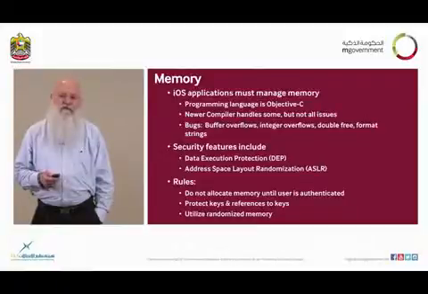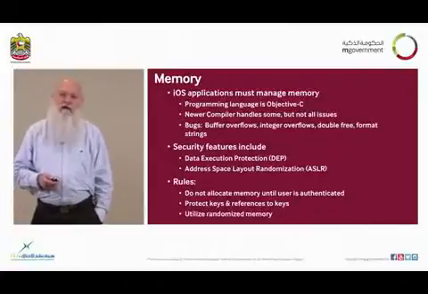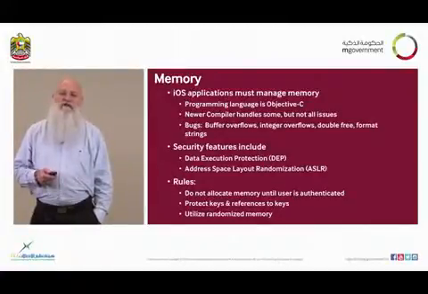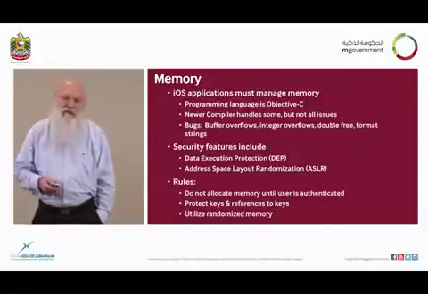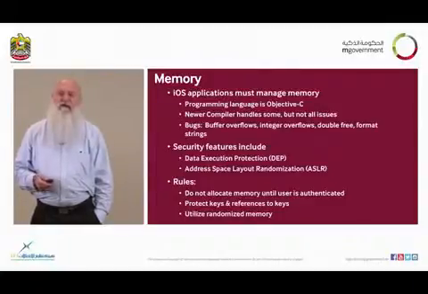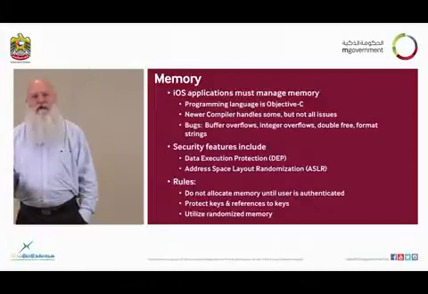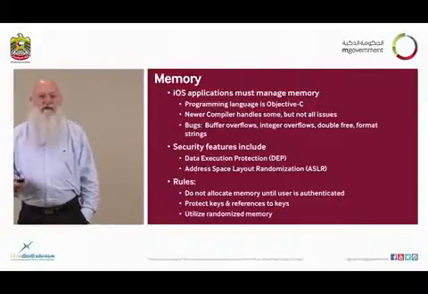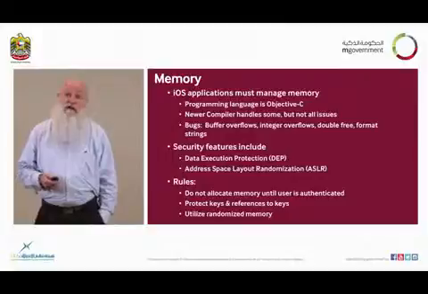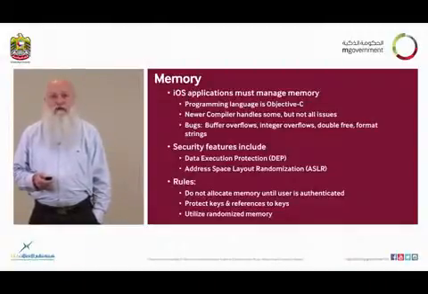Learn from others' failures. In addition to address space layout randomization present on the Android and other platforms, iOS includes data execution prevention. Data loaded into memory is loaded into an executable space or a data space. So if code is loaded into the data space by an attacker, it is prevented from executing by data execution prevention. In general, don't allocate memory until the user has authenticated. Take careful care of keys and references to keys, and utilize the randomized memory.